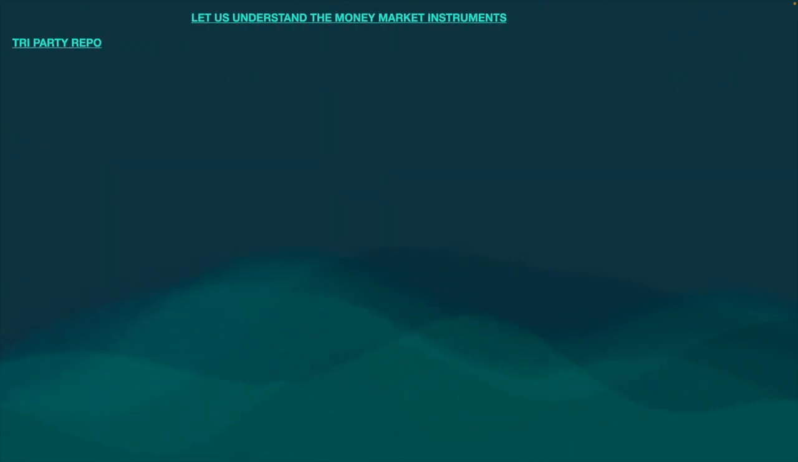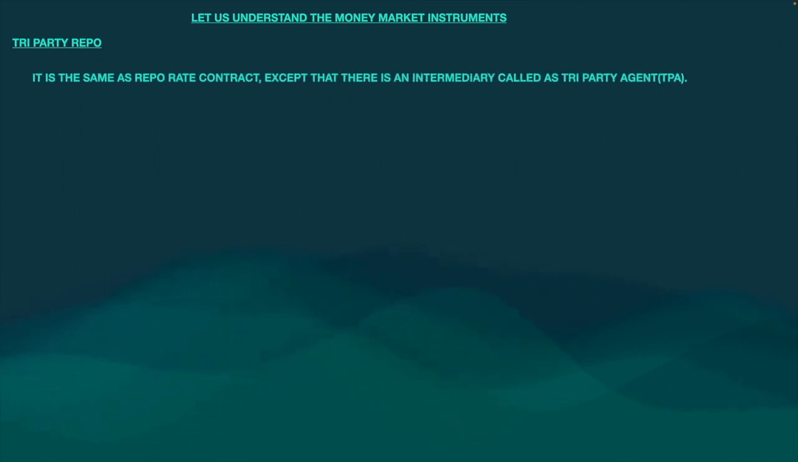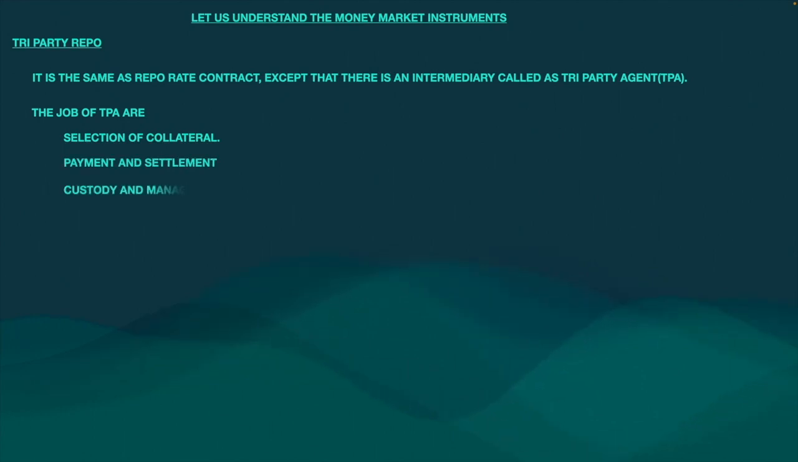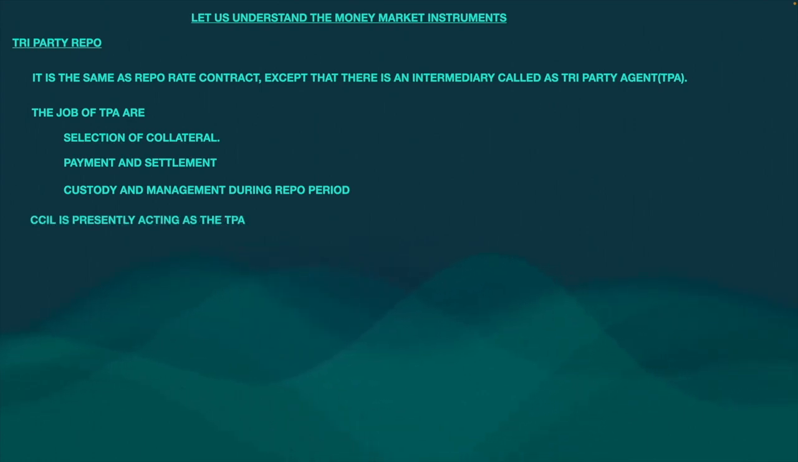Now something called a tri-party repo. It is the same as the repo contract, except that there is an intermediary called a tri-party agent, TPA. The job of the tri-party agent is to select the collateral. The concept remains the same: you give 100 rupees to somebody and somebody will give you 102 rupees. But there will be an agent in between. He says to the person taking money, I want selection of collateral, that is, you will give me government bonds, if you are holding them, as security. That is called selection of collateral. So the tri-party agent will select the collateral, settle the payment, keep the custody and manage the collateral given by the borrower during the repo period. Clearing Corporation is presently acting as the tri-party agent for any tri-party repo transaction.